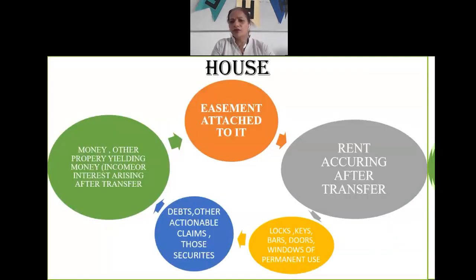Next is, suppose our subject matter of the transfer is a house, then let us see what are the legal incidents which are attached to the house. Firstly, the easement attached to the house, then the rent occurring after the transfer, then the locks, keys, bars, doors, windows which are of permanent use, then debts, other actionable claims, and those securities which are in relation to these particular debts or actionable claims would also be moving along with the house and would be considered to be legal incidents.